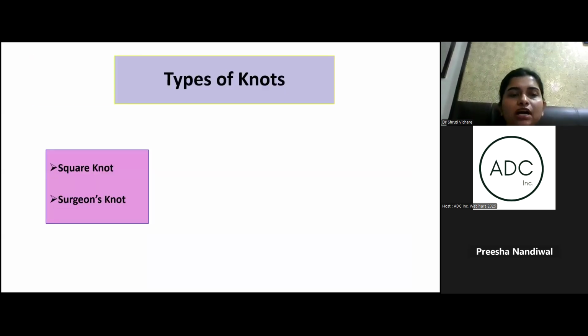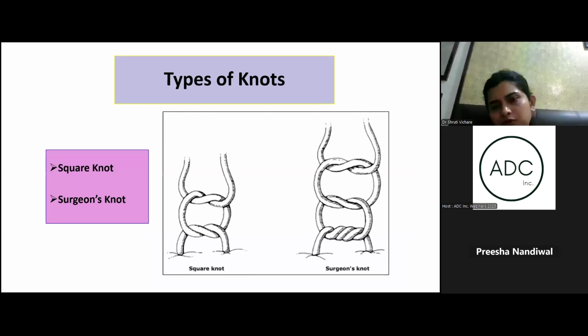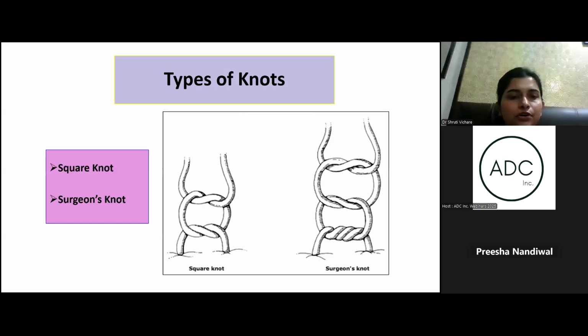Coming to the knots, we have two different types of knots, that is surgeon's knot and square knot, out of which surgeon's knot is very commonly used. The surgeon's knot is all about having two throws in the clockwise direction, and then you try to secure the knot. Then you also have a safety knot to facilitate the safety of the surgeon's knot, because we don't want it to open. Therefore, we also have a safety knot which comes into the picture.